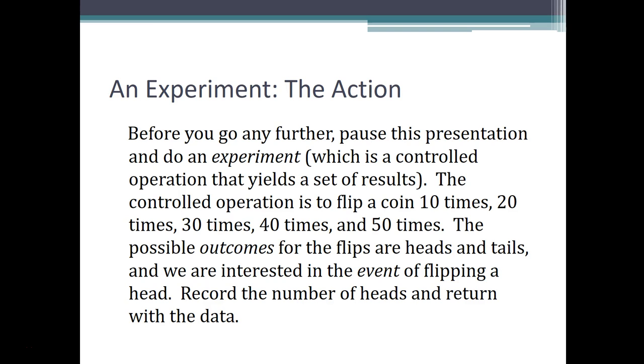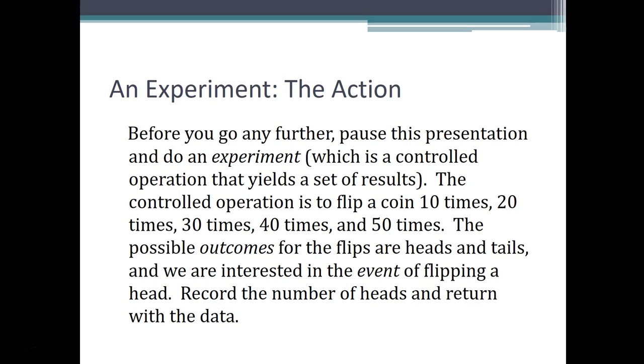Only flip it 50 times, but keep track for the first 10 flips, how many heads do you have? Once you get to 20 flips, how many heads do you have at that point? And when you get to 30 flips, how many heads total do you have at that point? When you get to 40 flips, how many heads total? And then finally, when you get to 50 flips, how many heads total? So you're keeping a running total, but writing it down when you get to your 10, your 20, your 30, or 40, or 50.